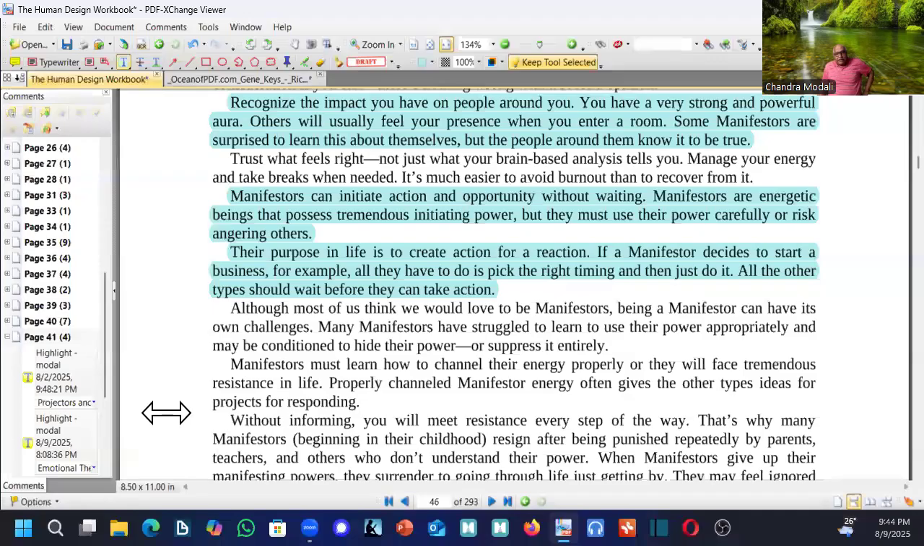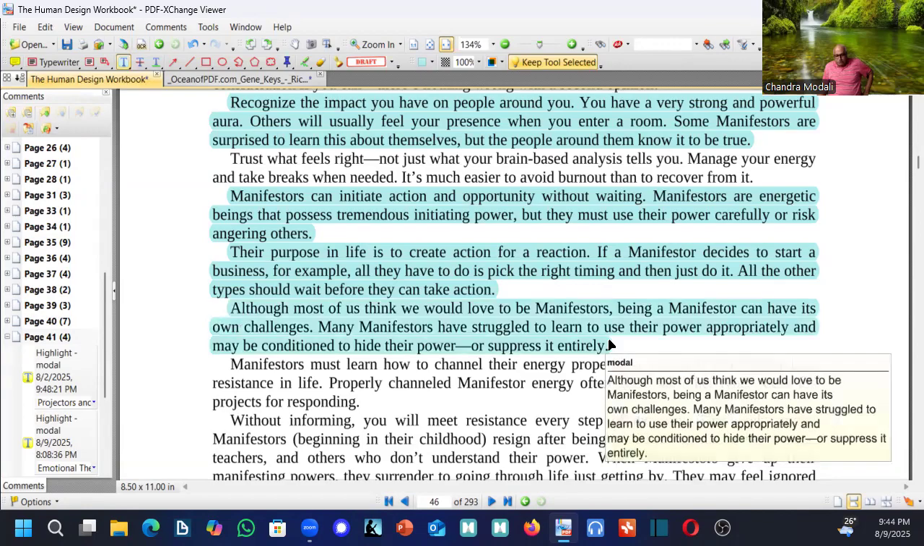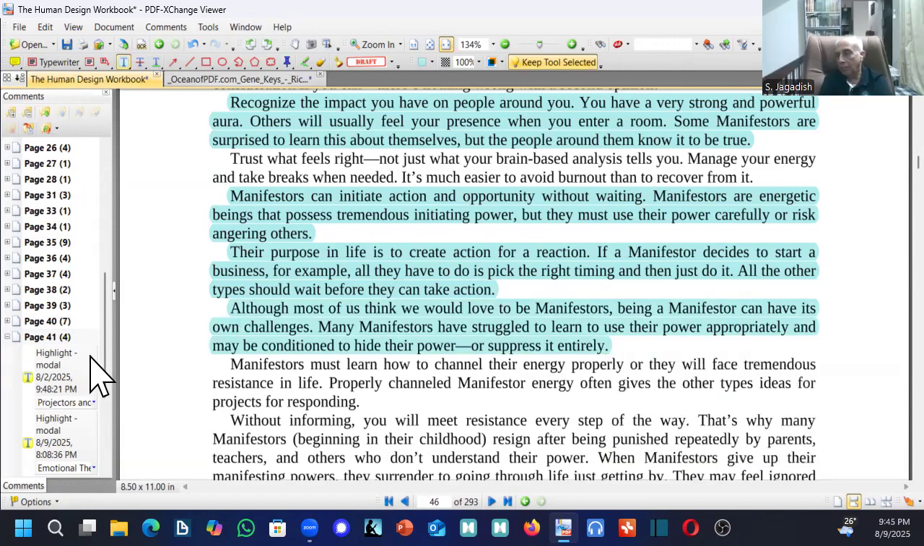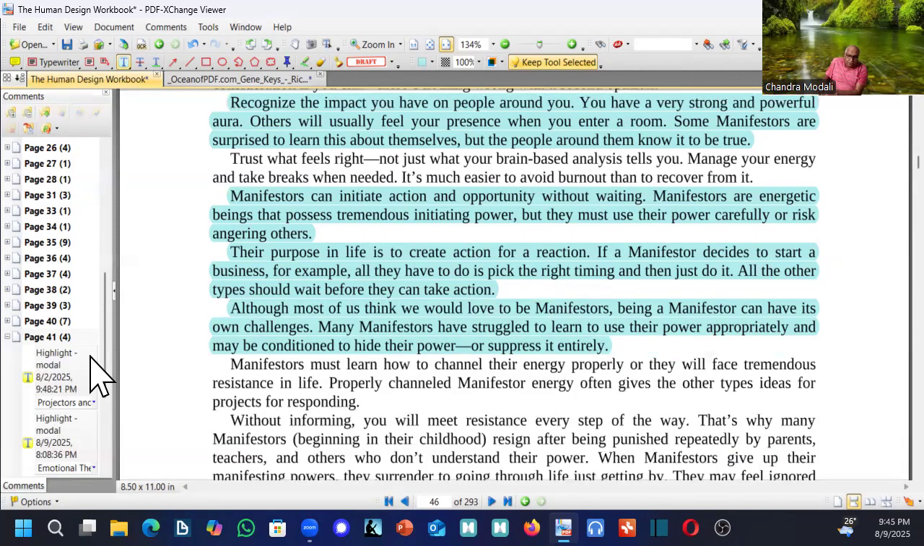Although most of us think we would love to be manifestors, being a manifestor can have its own challenges. Many manifestors have struggled to learn to use their power appropriately and may be conditioned to hide their power or suppress it entirely. What happens when you suppress? You cease to be a manifestor, actually. How will it reflect in your overall life? You will always have discomfort, suffering, anger. And then from there will emanate all the diabetes, blood pressure and all that.